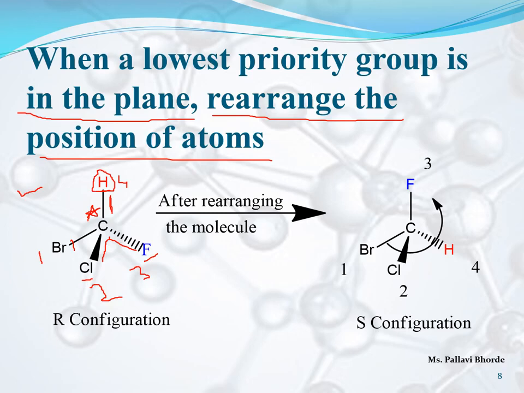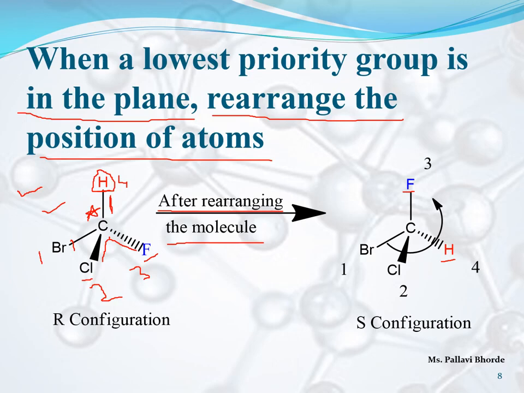So how will you find the R or S configuration? So here is the solution. After rearranging the molecule, you will get either R or S configuration. How are you going to rearrange? See, here in this example, hydrogen is in red color and fluorine is in blue color. So you are just going to rearrange the position of this atom which is below the plane with the fourth priority group. So here I have interchanged the position of fluorine and hydrogen. Okay, we have interchanged the position. Now fluorine is in the plane and hydrogen is below the plane.